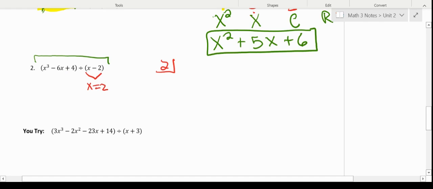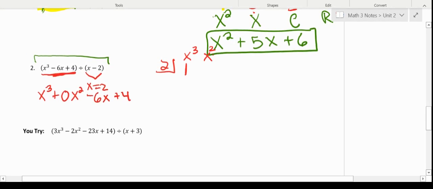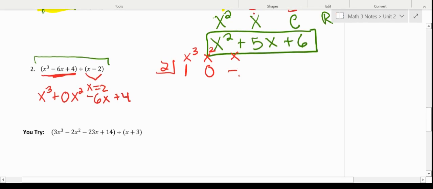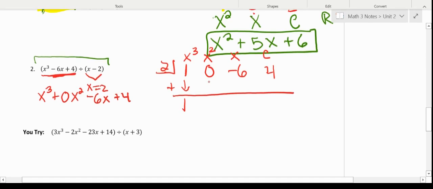So what happens with this one, though, is I have x to the third. My leading coefficient, that's a 1. You can see in this one, though, I don't have an x squared. So this is really the same as saying 0x squared minus 6x plus 4. So I have to put a placeholder in there. Again, the same reason why 11 and 101 aren't the same number. Then I have an x. I'm going to put a negative 6. My constant is a positive 4. And then now I'm going to do the same thing I just did. So I'm going to bring down the first one. 1 times 2 is 2.